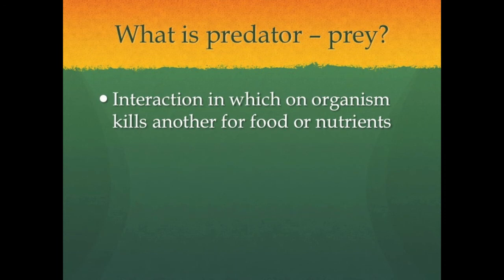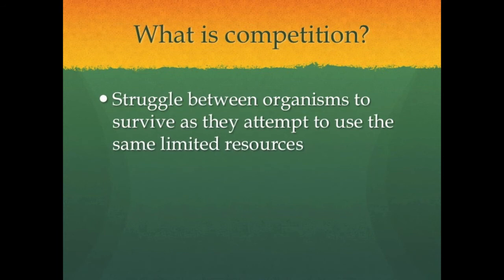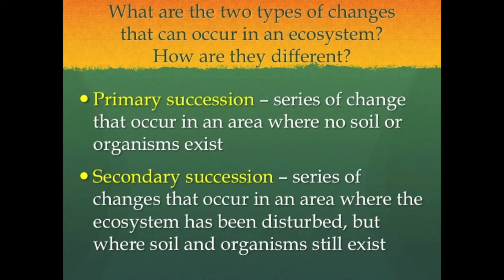Predator-prey, that's an interaction in which one organism kills another for food or nutrients. Competition, a struggle between organisms to survive as they attempt to use the same limited resources.